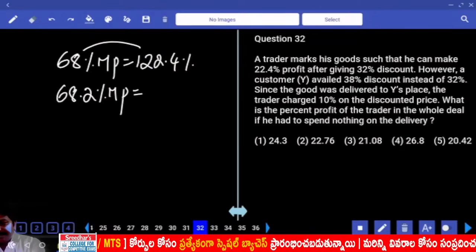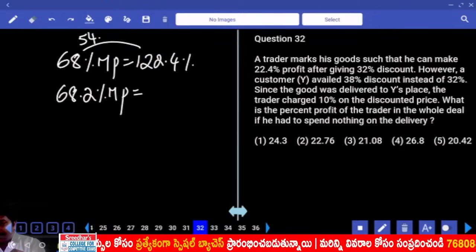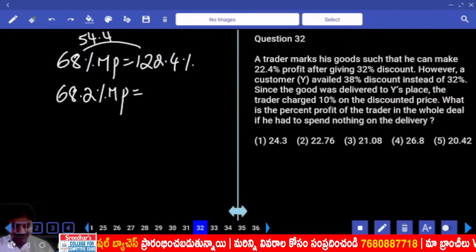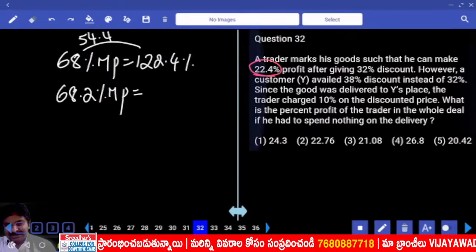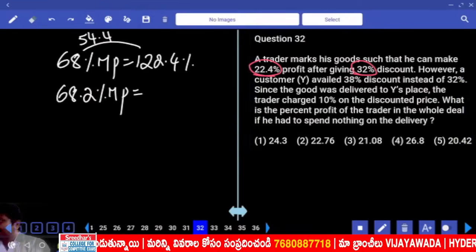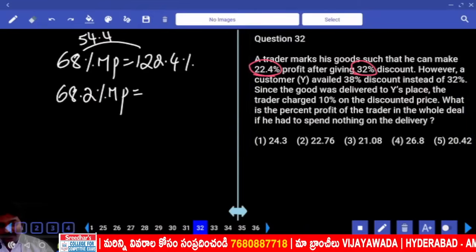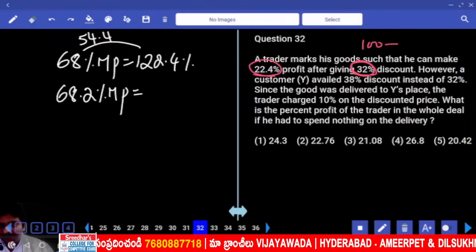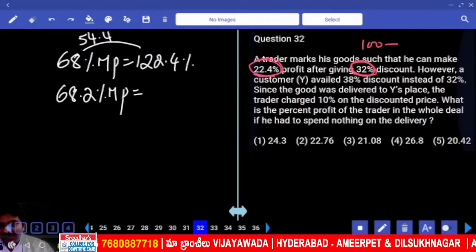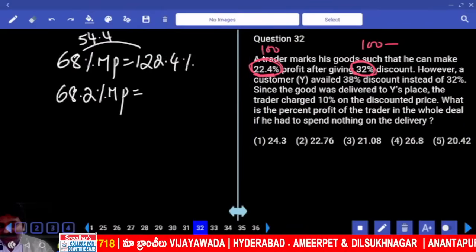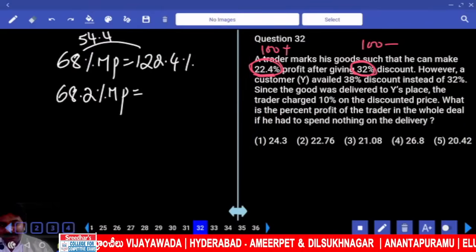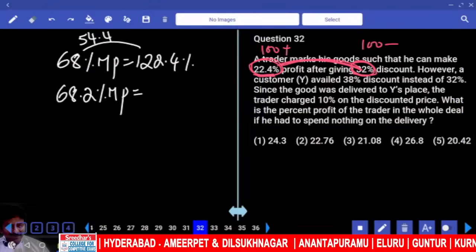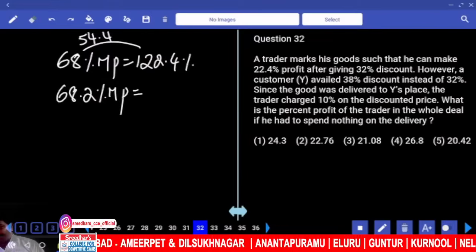Difference is 54.4. How I got 54.4 is the sum of these two numbers: 32 subtracted from 100, correct? And 22.4 is added to 100. The difference between both the numbers, in the sense the sum of these two only. That's how I got 54.4.